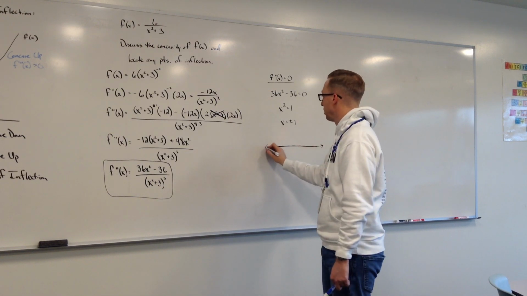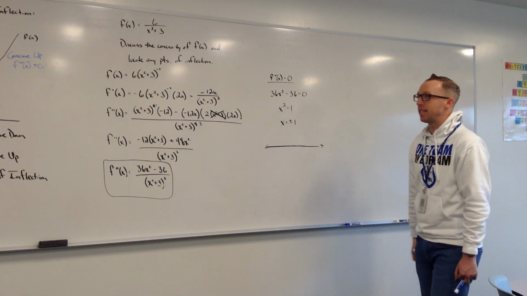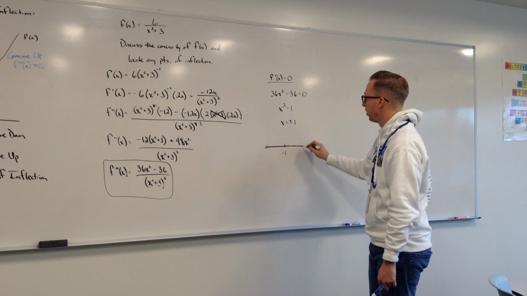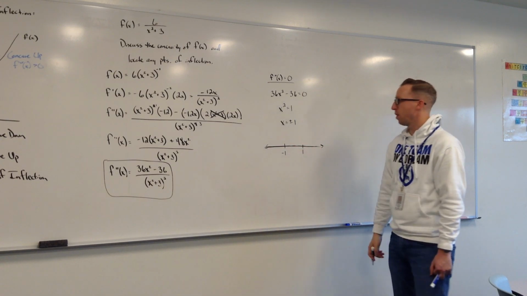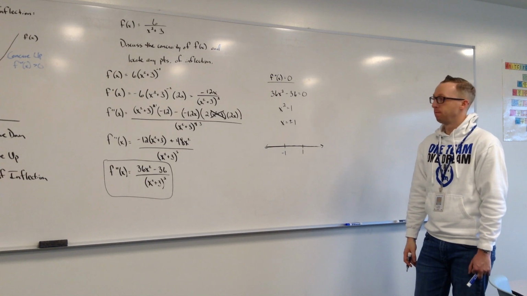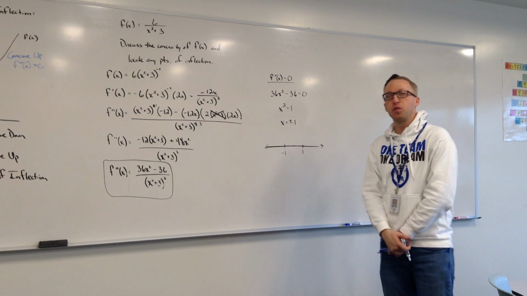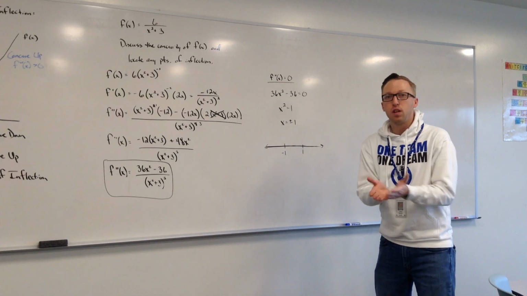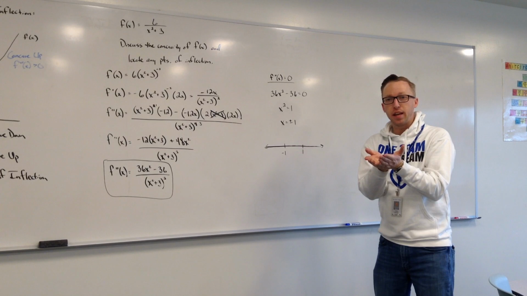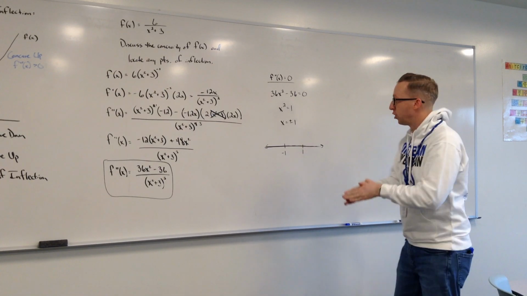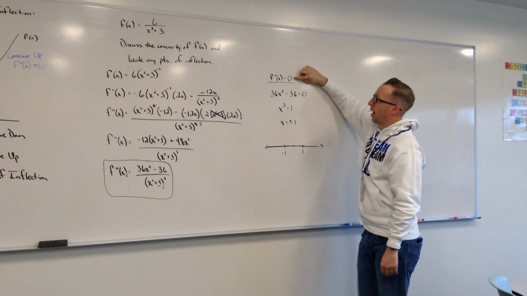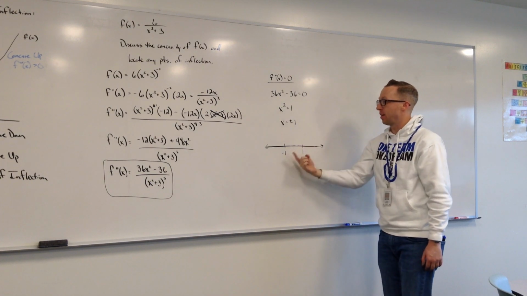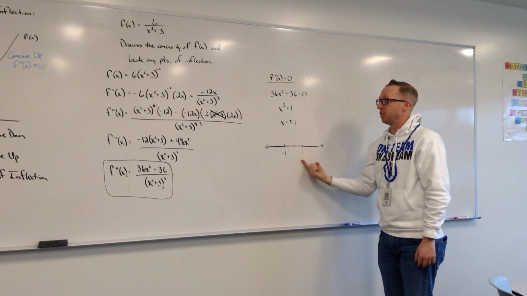Let's make a number line to determine the sign of the second derivative for everything less than negative 1, everything between negative 1 and 1, and everything greater than 1. The sign of the second derivative will tell me if it's concave up or concave down. Remember, if the second derivative is positive, concave up. If the second derivative is negative, concave down. I change signs, I change concavity wherever the second derivative is equal to 0. And right now I know that happens at negative 1 and at positive 1.